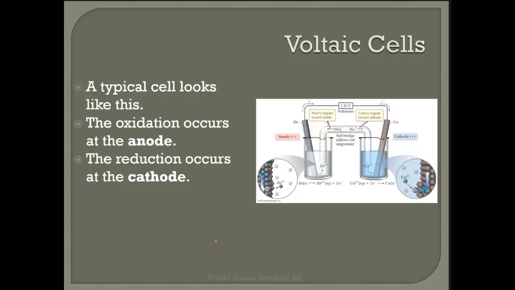Oxidation occurs at the anode, and reduction occurs at the cathode. Remember LEO the lion says GER: Lose electrons, oxidize; gain electrons, reduced. So knowing that oxidation is losing electrons, the anode is where you lose electrons. The reduction, where you gain electrons, is where the cathode occurs.